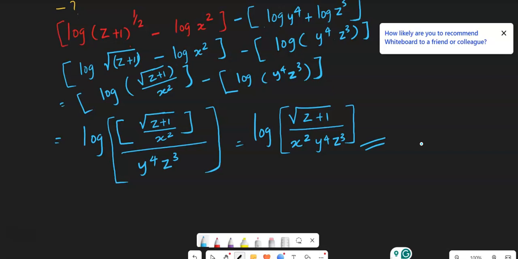I hope you guys are actually following me at this point. So here, please try to pause the video and comment, or tell me which log properties you like more.